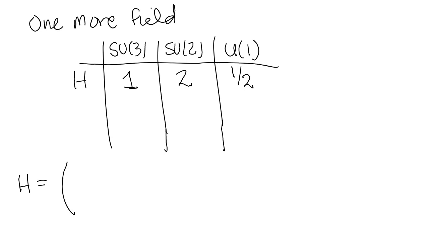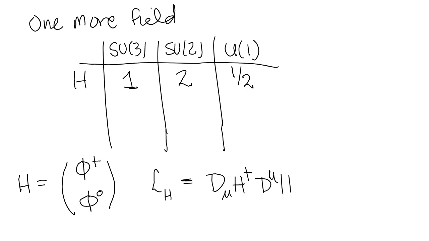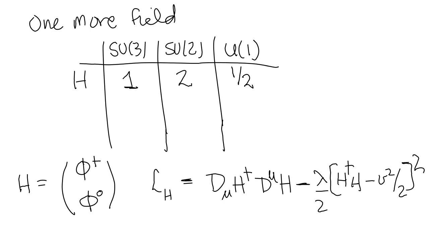Because it's an isodoublet, it's two fields. The upper one is usually called phi plus, and the lower one is called phi 0. We now have to include a Lagrangian for the Higgs field, which is in fact just the Lagrangian we wrote down yesterday. It's the covariant derivative on the Higgs field squared minus a potential for the Higgs. But restricting our attention to operators of dimension 4 or less, there is again an almost unique potential characterized by two parameters, a parameter lambda and a parameter v squared.